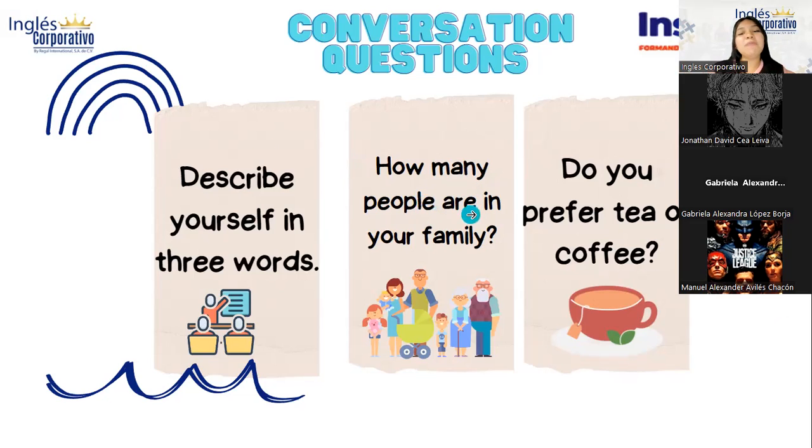So how many people are in your family, Jonathan? There are four people. And in your family, Gabriela? There are five people. And in your family, Manuel? There are five people. Jonathan, do you prefer tea or coffee? Coffee. And you, Gabby? Coffee. And you, Manuel? I prefer coffee.